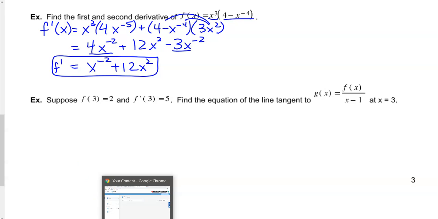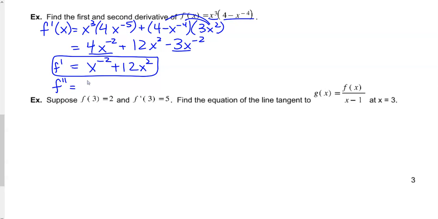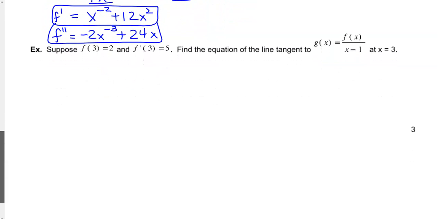So that's f prime. Now from here, to take the second derivative, I just need to take the derivative of this. So I'm going to bring the 2 out front, decrease the power by 1, gives me a negative 3. Bring the power out front, multiply by 12, gives me a 24. Decrease the power by 1, gives me just an x. And so therefore, there's our first and our second derivative of that function. Okay. All right, very good.